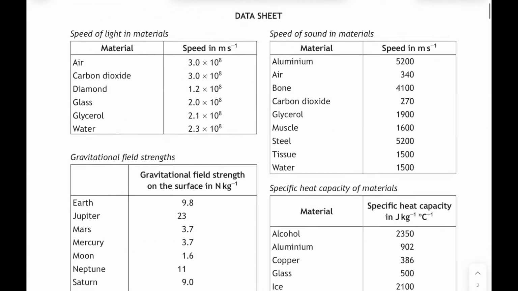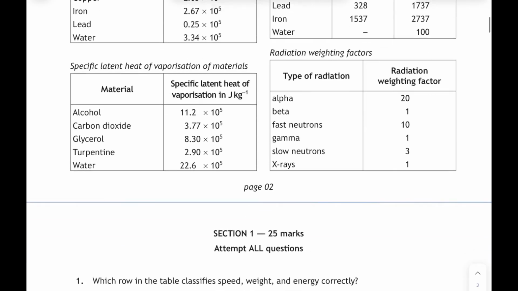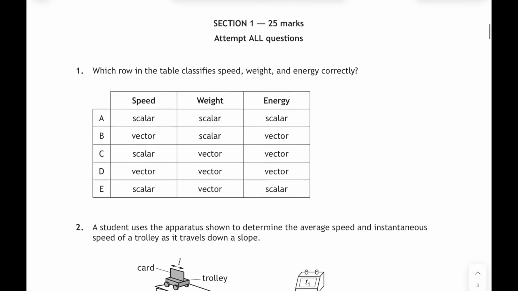So first thing you see, as usual, is the datasheet. That contains all the numbers that you might need as you work through the paper. And then on the next page we get to the start of the multiple choice section. Now, make sure you go over these yourself first and then come back when you're ready and you can see how we have done them.